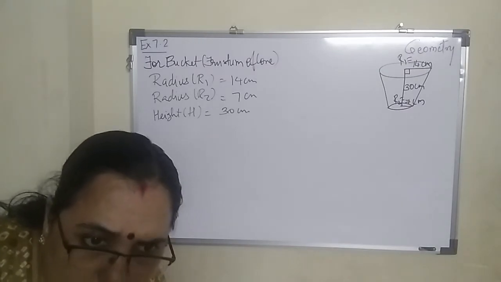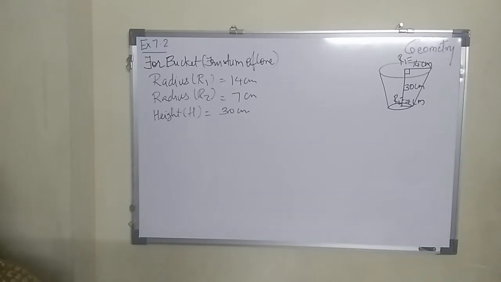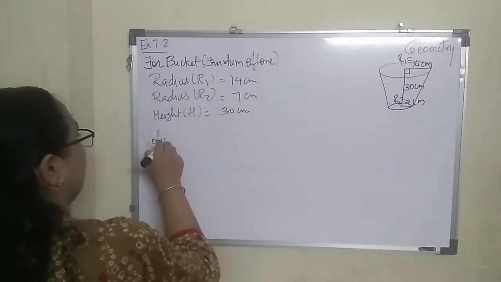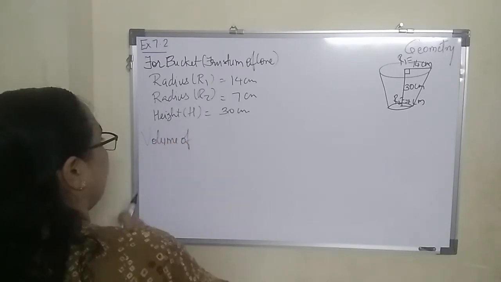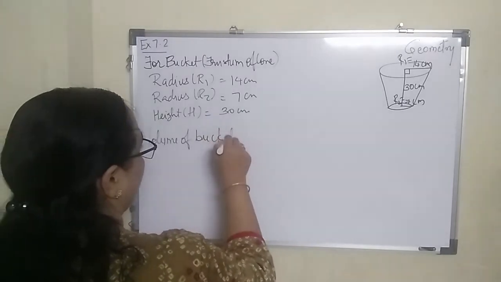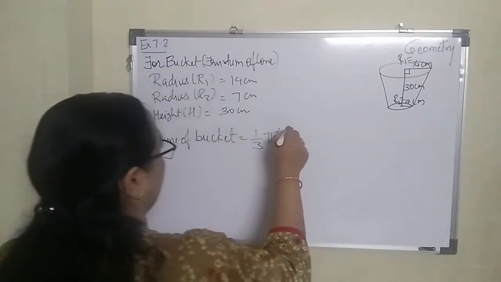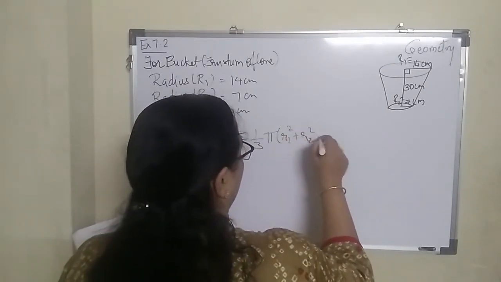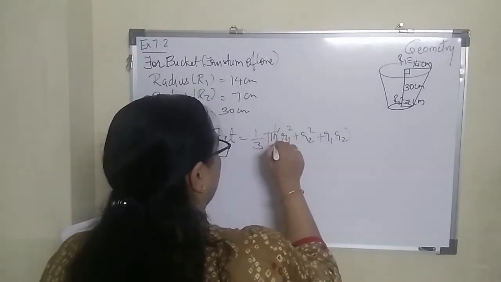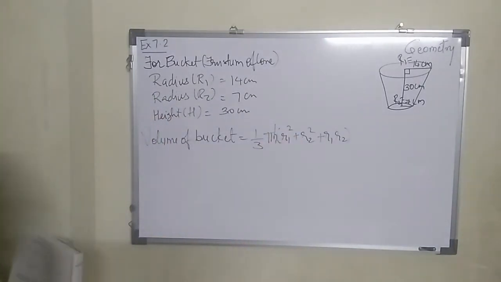For finding the volume, what is the formula? Volume of bucket equals volume of the frustum, which is 1 upon 3 pi into R1 square plus R2 square plus R1 R2, into H. So I can keep the H here. Got it? So therefore, substitute.